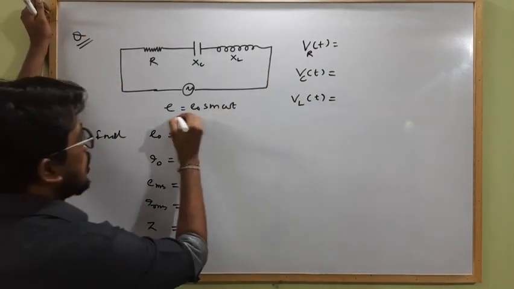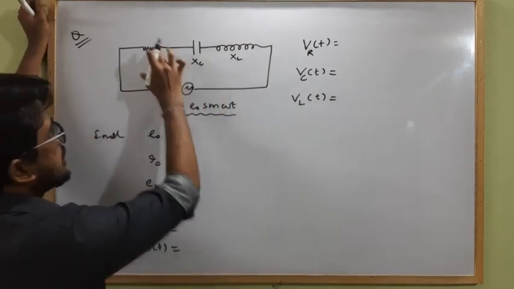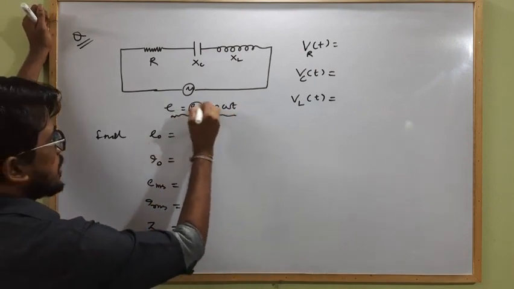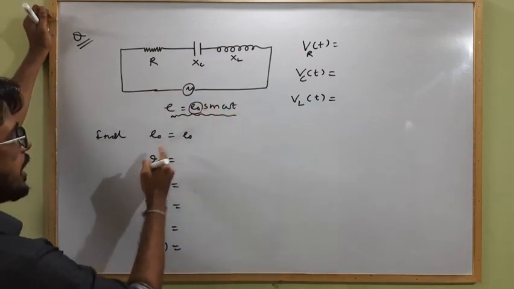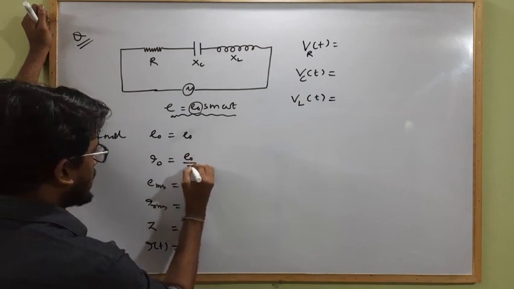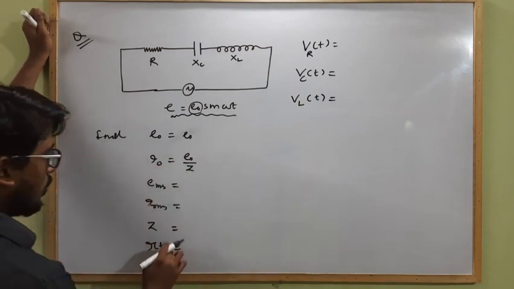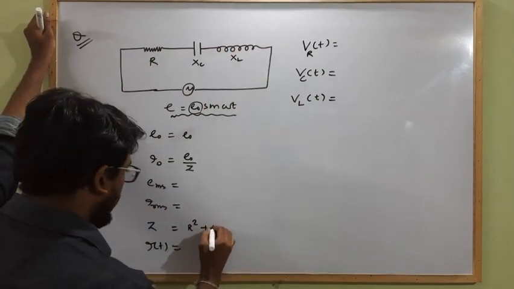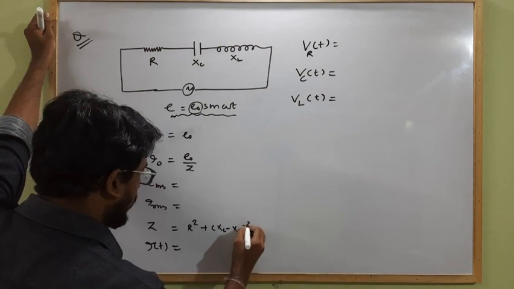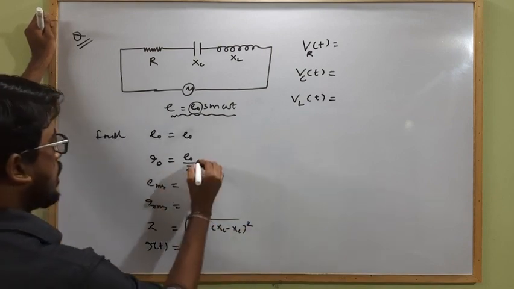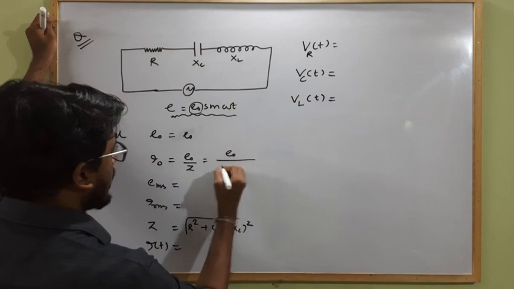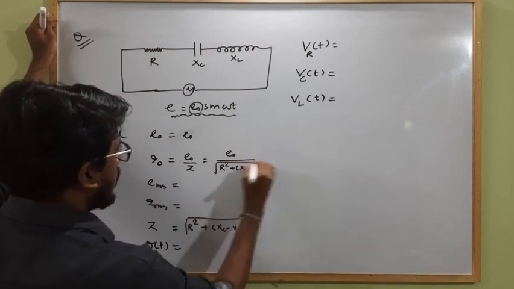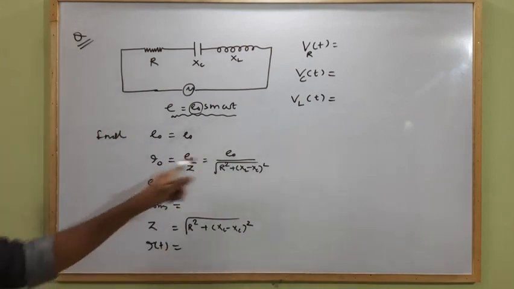Okay, so this is the EMF given to us and these are the circuit elements connected to it. So what is E naught? From this we know this is E naught. What is I naught? I naught will be equal to E naught by Z. So before this we have to calculate Z, as this is an RLC circuit. Z will be root of R square plus XL minus XC whole square. So I naught will be E naught divided by the square root of R square plus XL minus XC whole square. So this will be the value of I naught.